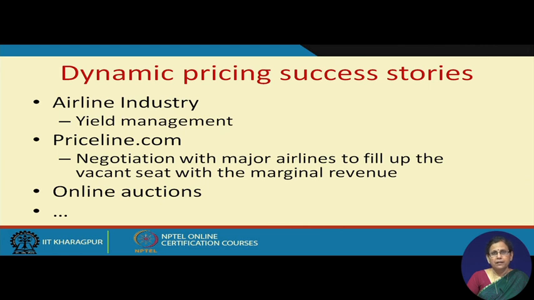So, there are many dynamic pricing success stories in the online environment. For example, one of the very oldest examples of dynamic pricing, depending on the demand and supply condition, is your yield, the air ticket pricing. So, this particular stream is called yield management. You must have seen how frequently the air ticket prices change, and finally even it goes for auction. At the last moment, if some seats are remaining vacant, it goes for auction.